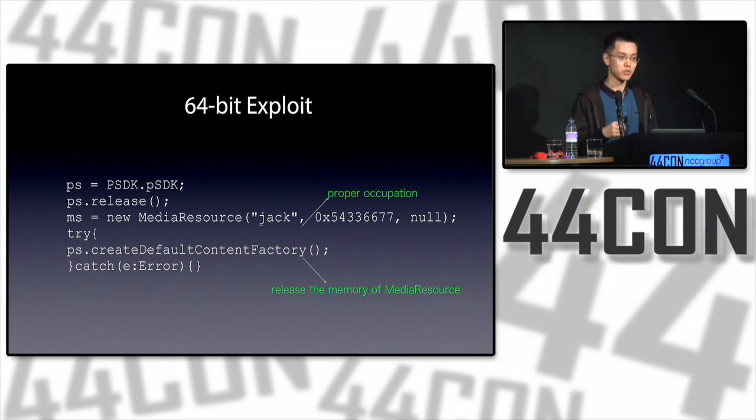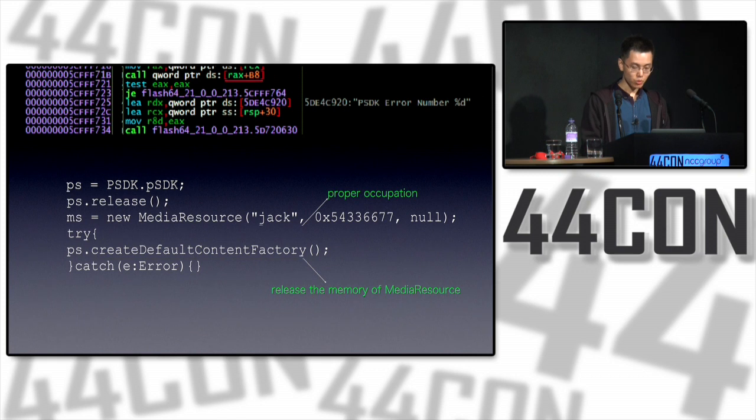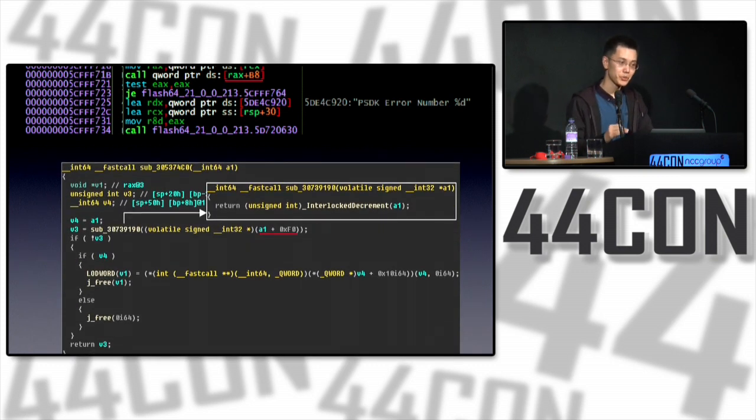And it is now the same size as PSDK. So after PSDK is released this time, we initialize a media resource class that will occupy the memory of PSDK, as media resource also contains a string field. And after that, we still use a type confused function call to release the memory of media resource. This type confused function call will treat the F0 hex offset as the reference count, decrement it, and release the current memory if the count is 0.